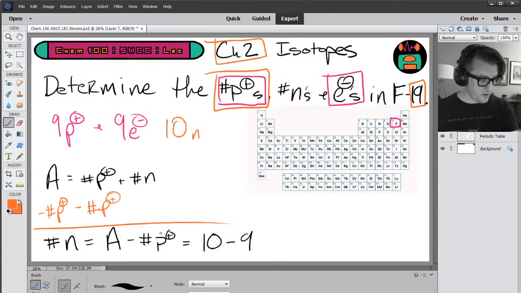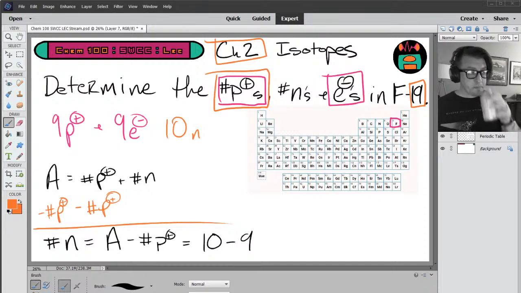Daisy, spot on. P is proton, N is neutron, E is electron. Those are the abbreviations that I'm using. The other ones, atomic number and mass number, I covered on the previous slide.